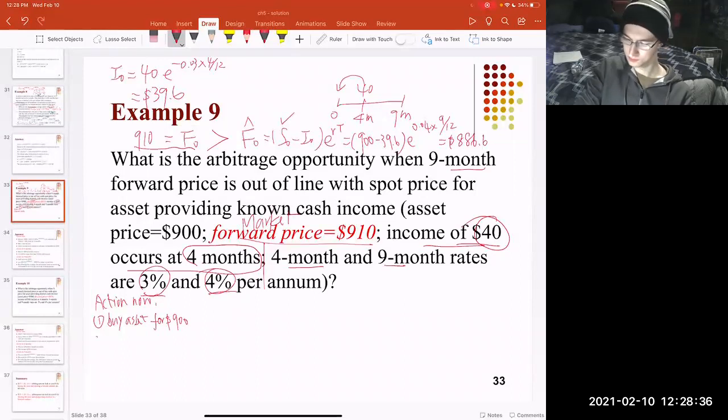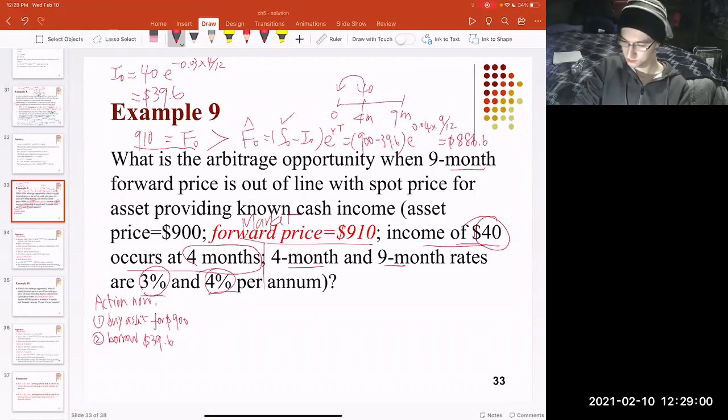But like case 1, we're going to borrow money to buy, because you're going to have an income in 4 months. So we're going to do two loans: a short-term loan and a long-term loan. Short-term loan 4 months, long-term loan 9 months. So we're going to borrow two loans.